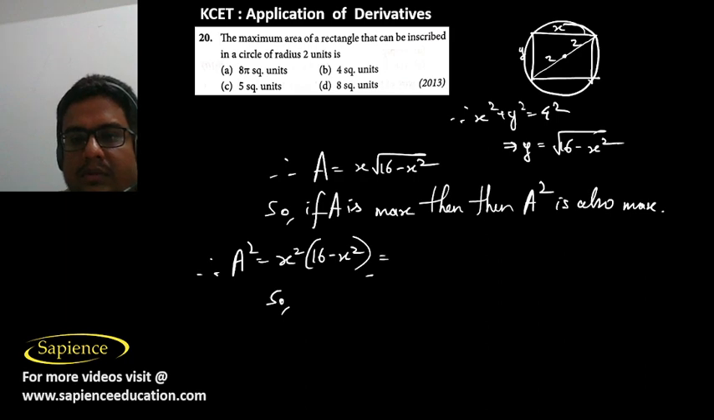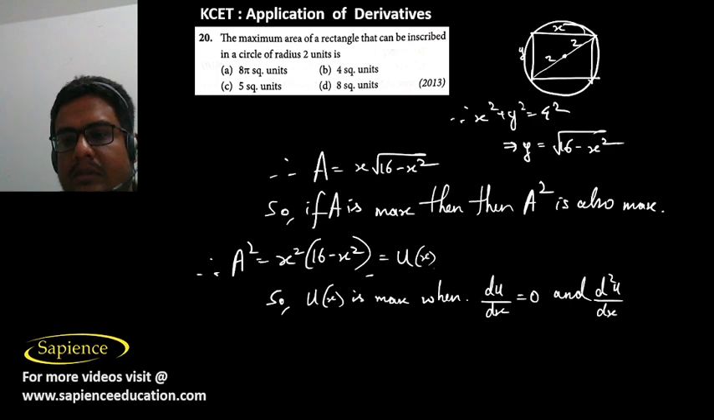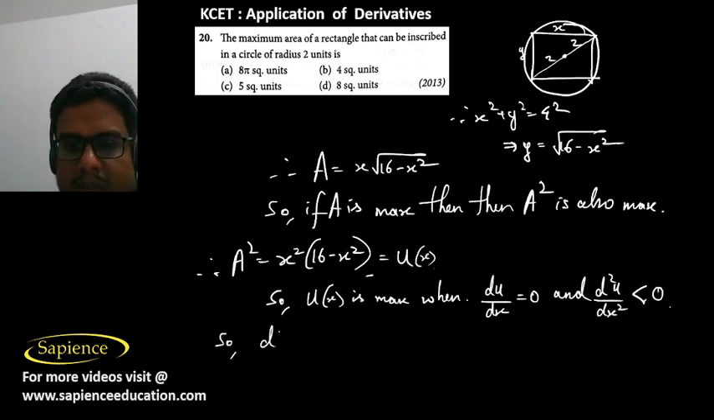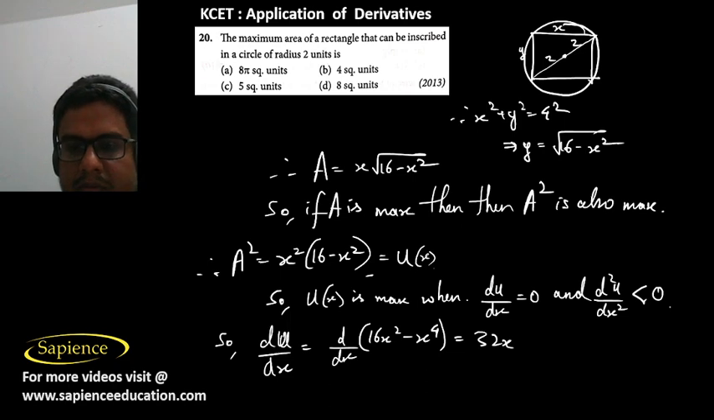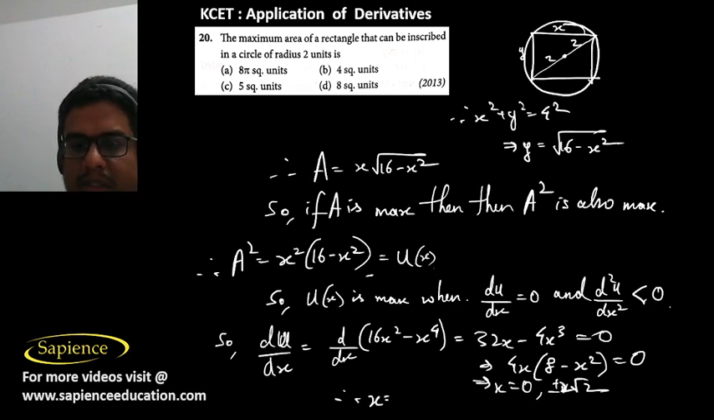Now let's suppose this function is u. So u of x is maximum. du by dx is 0, and d square u by dx square is less than 0. So du by dx equals d by dx of 16x square minus x power 4, that is 32x minus 4x cube, which should be equal to 0. x into 8 minus x square should be equal to 0, so x can be either 0 or plus or minus 2 root 2, but length cannot be negative or 0. So, therefore, I should take x as 2 root 2.